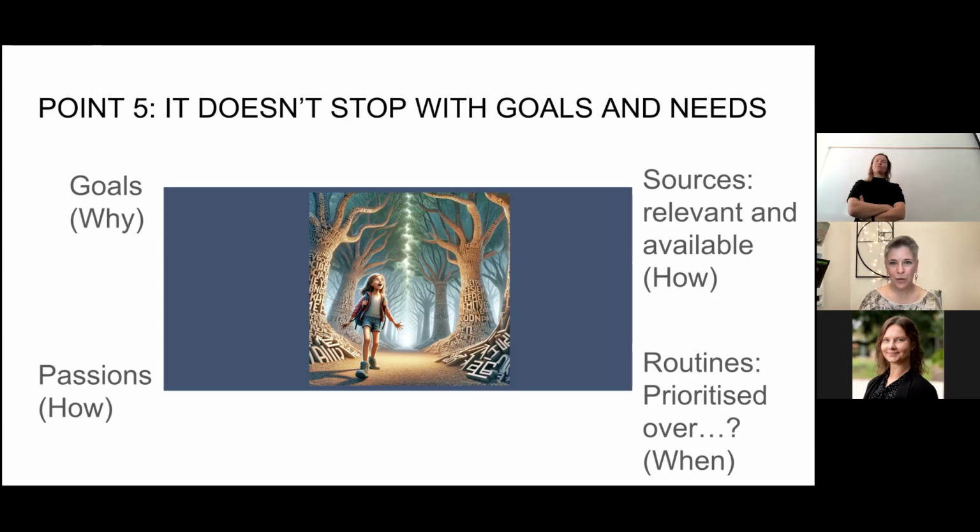When will they engage with all these wonderful sources that you have collected for them according to their goals and passions? Otherwise, it just doesn't work at all. Even if you know their needs and goals and you meet all these requirements and you tailor your course perfectly to those, you also have to be aware of these routines and, well, the timetable, actually, the schedule.